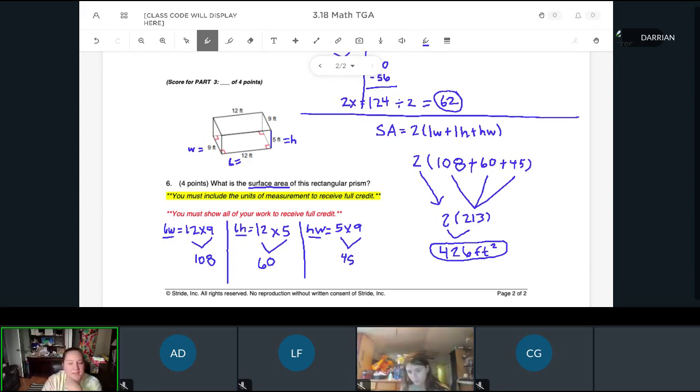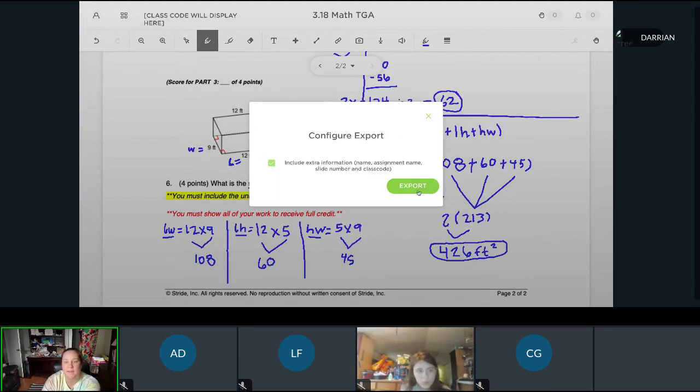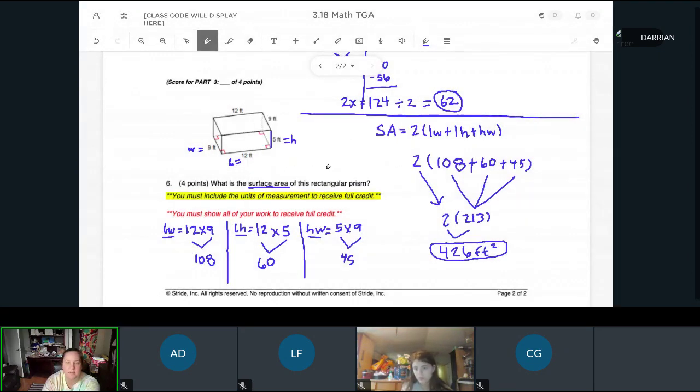Okay, so if you're finished, to save your class kick, you go up here to the top to this little person icon in the top left corner. Click on that, click export to PDF, and then click the green export button. It's going to save this class kick that you just wrote on to your computer as 3.18 math TGA.